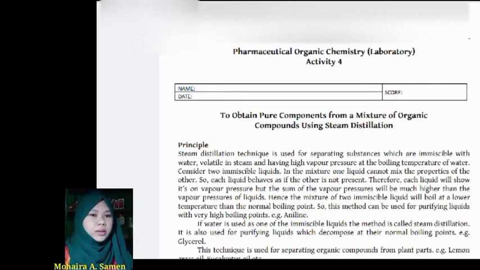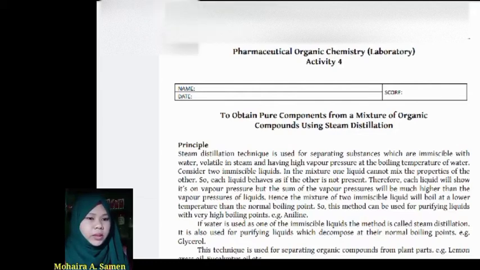Here is the principle of steam distillation. A steam distillation technique is used for separating substances which are immiscible with water. So, the steam distillation technique separates substances which are hindi humahalo, immiscible with water, volatile in steam, and having high vapor pressure at the boiling temperature of water.